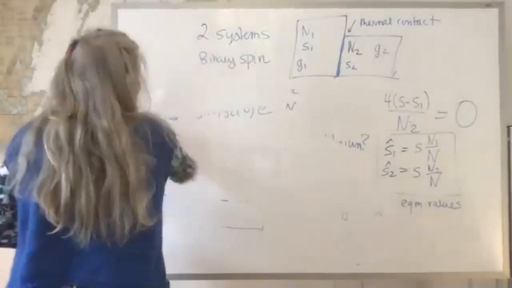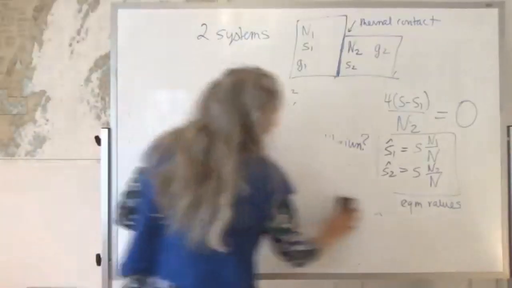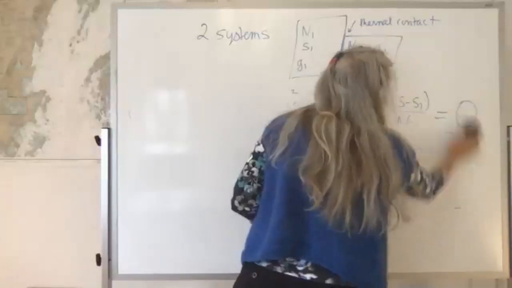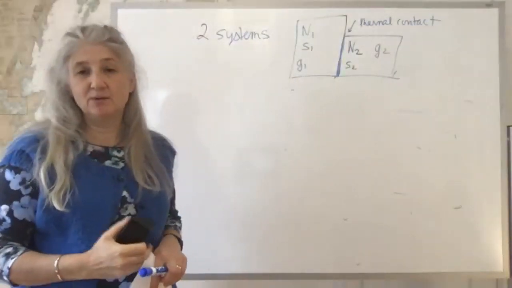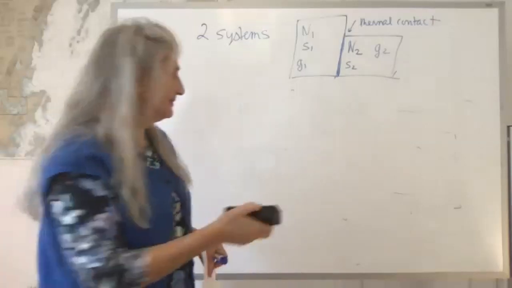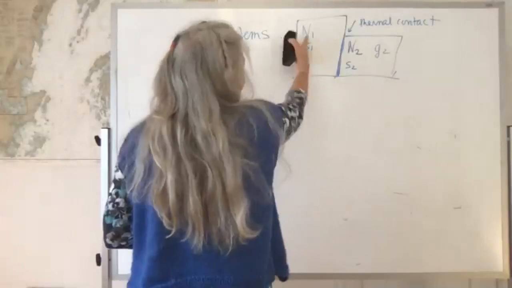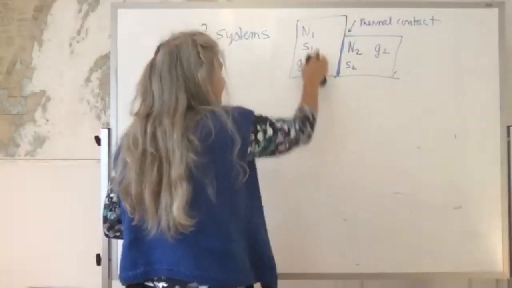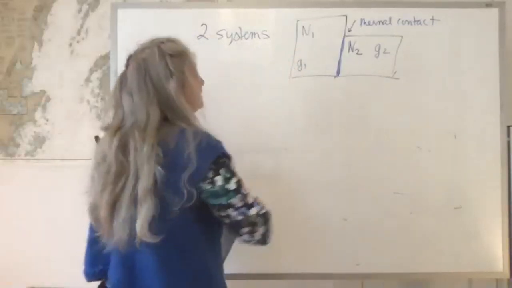Again, it comes down to drawing one of these boxes. So again, we have two systems. And if we wanted to calculate example systems, we could, using either a binary spin system or the harmonic oscillator system, because we have nice closed forms for them. So we have N1 particles. Now instead of using S, we'll use U.